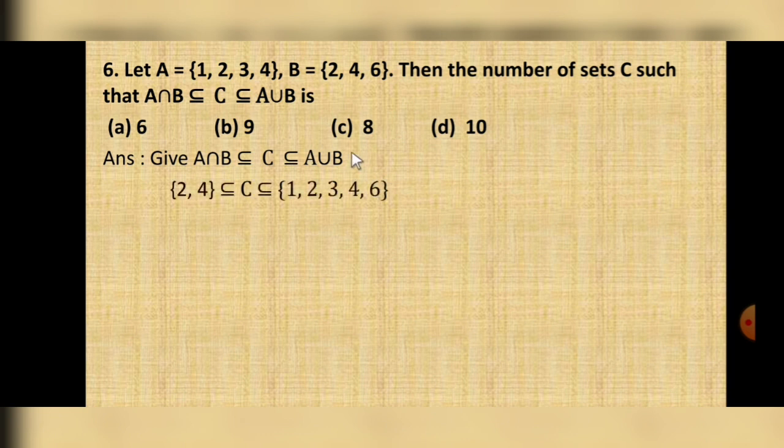Here we get A intersection B. Intersection means the common elements in these two sets, so here 2 and 4. So A intersection B is {2, 4}. Next, write A union B. What is A union B? {1, 2, 3, 4, 6}, just combining these two sets and writing the non-repeated elements. So this is A union B and this is A intersection B.